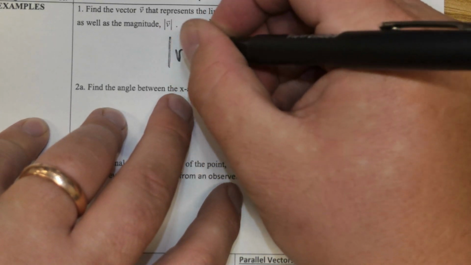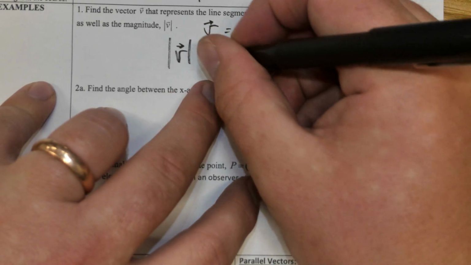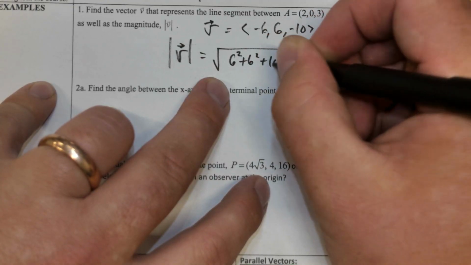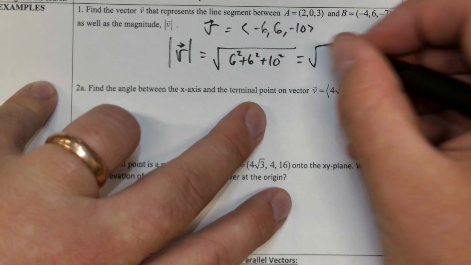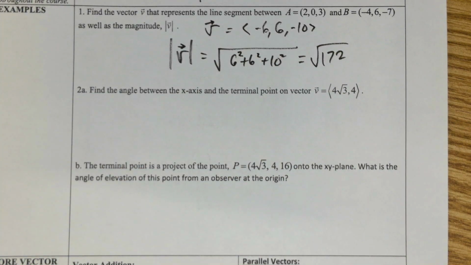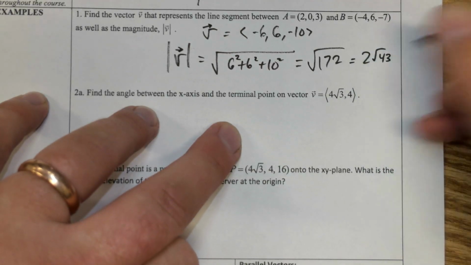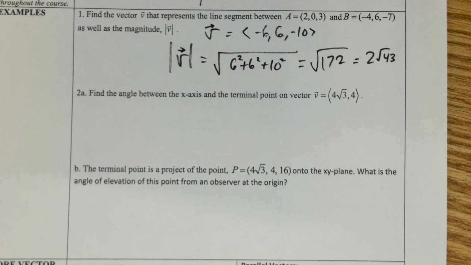When I go to find this magnitude, I'm just going to shortcut it, right? 6 squared plus 6 squared plus 10 squared, and I'd get something like rad 172. All right, if you're a good math student and you know that things simplify, you might be looking at that saying, well, I know 4 goes into it, and you'd be right. 2 rad 43. That one's a little obscure, but I believe in you to find it.